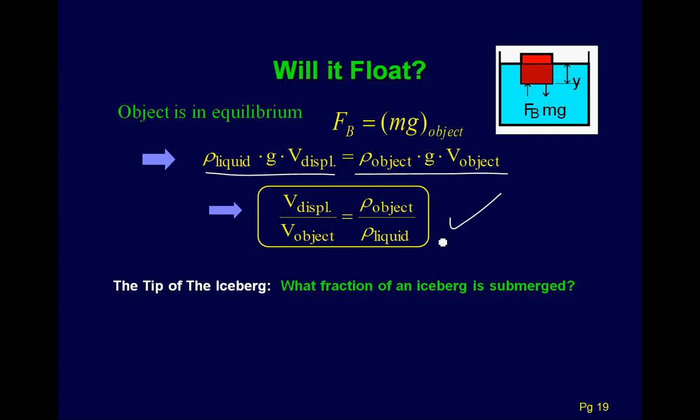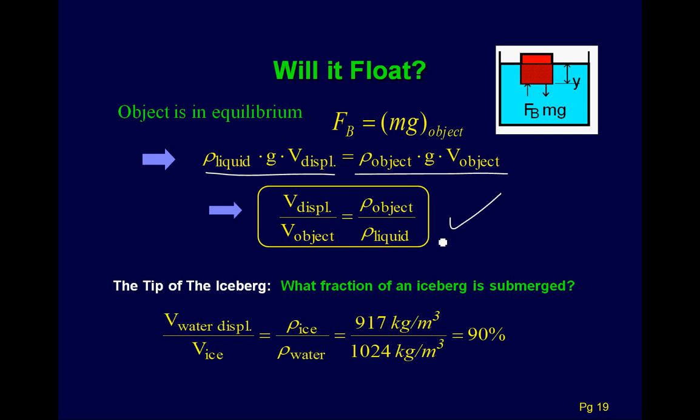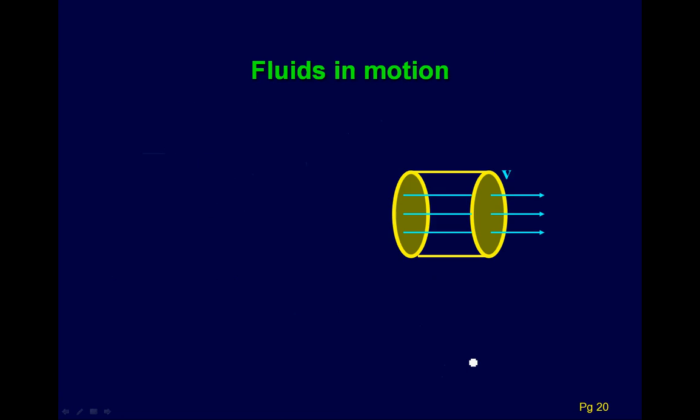One classic problem is, what fraction of an iceberg is submerged? Well, the density of ice is actually less than the density of water. If you compare the density of ice and the density of water, and divide these two, it's about 90%. So 90% of the iceberg will be submerged. That's how much volume of the ice is displaced when it's in the water.